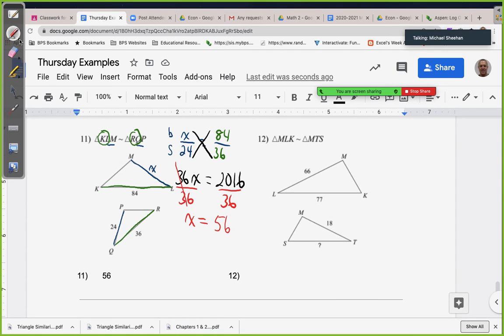All right, let's go ahead and take a look at number 12. Let's do big and small. This top one is my bigger triangle. This is my smaller one. I can start with the 66 or the 77. Let's start with the 66. Now I'm going to look down the bottom. The 66 goes from L to M. My first two letters in the first part of the similarity statement, so the first two letters over here, M to T, are what correspond to M to L.